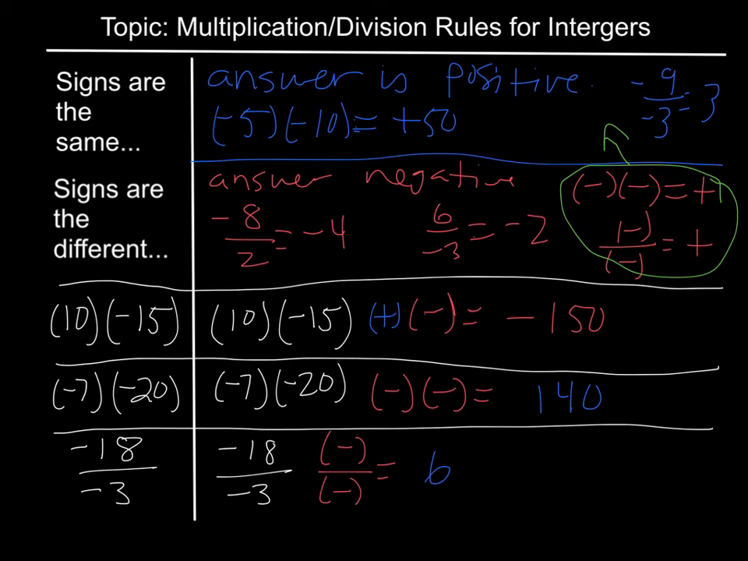That's the rules for division and multiplication of integers. Two rules. Signs are the same, the answer is positive. Signs are different, the answer is negative.